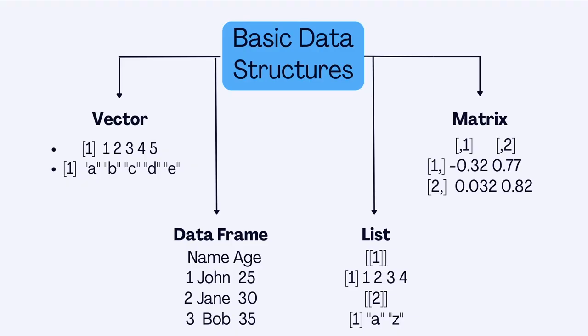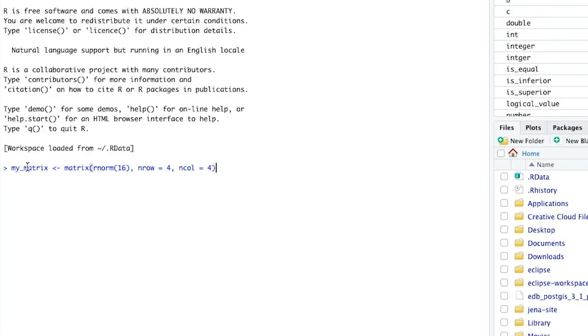Vectors can also be combined to create a matrix, which is a two-dimensional array of data. To create a matrix, we use the matrix function and specify the number of rows and columns. For example, we're gonna create a matrix with 4 lines and 4 columns.